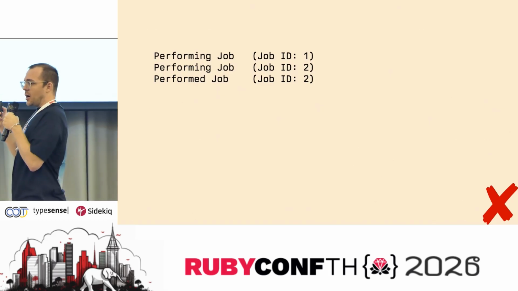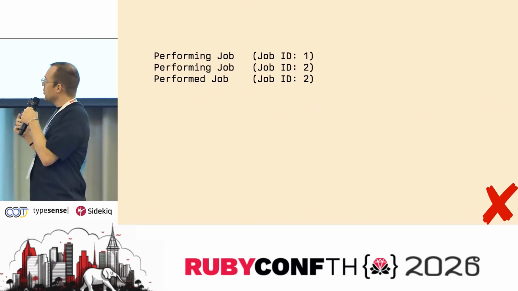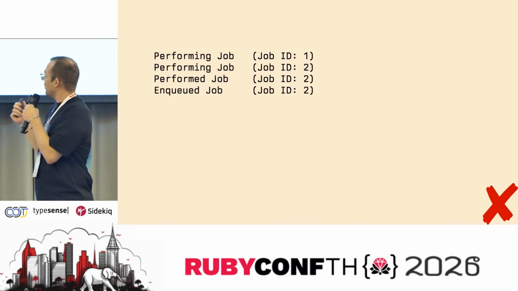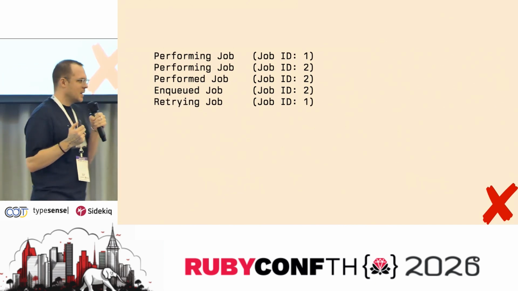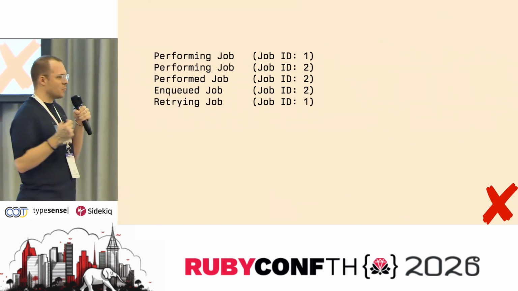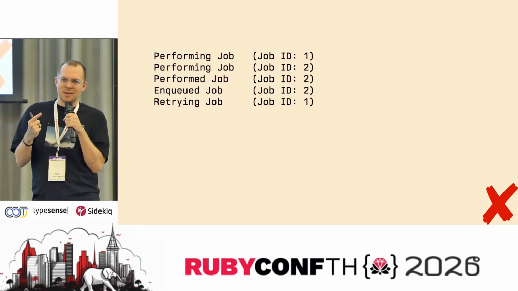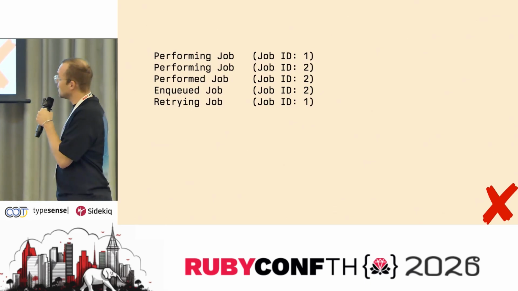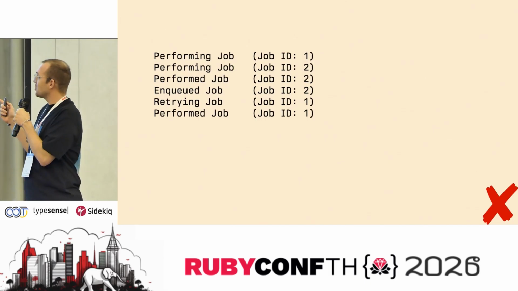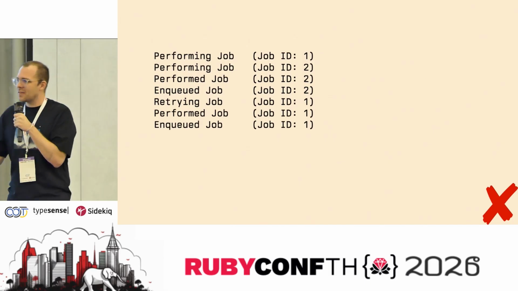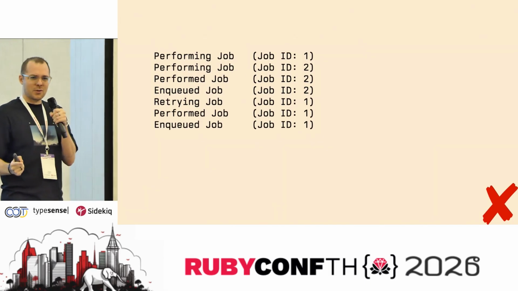We have performed the job, execution number 2. Okay, cool. Now we have enqueued the job, execution number 2. The next thing we see is that we're retrying the job, execution number 1. This is bizarre. Now we've performed the job, execution number 1. And now at the end, we've enqueued the job for the first time.